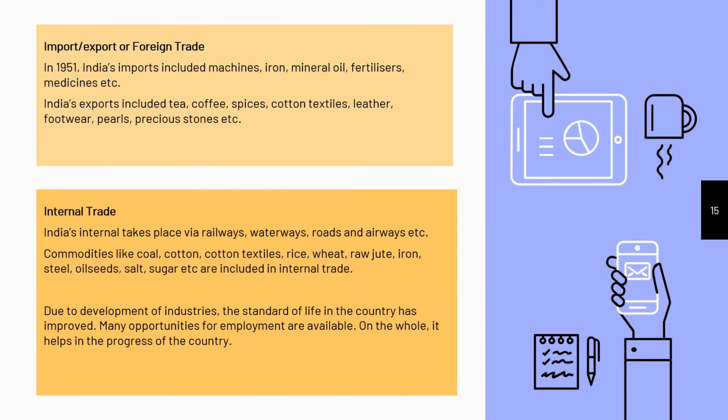Import-export or foreign trade. When planning started in 1951, the import of industrial goods and raw material required for production increased. India's imports included machines, iron, mineral oil, fertilizers, medicines, etc. India also gave an impetus to exports after independence in order to gain valuable foreign exchange. India's exports included tea, coffee, spices, cotton textiles, leather, footwear, pearls, precious stones, etc.